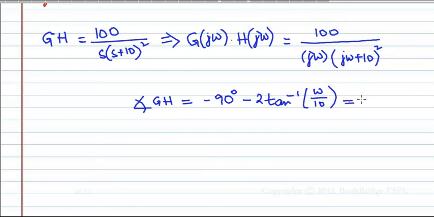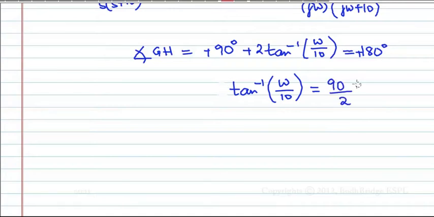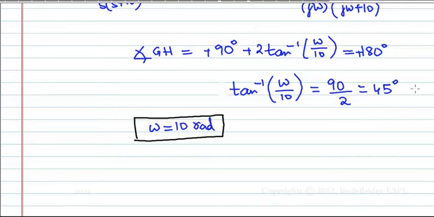At which frequency does this go to 180 degrees? That is the question. Plus 180 or minus 180 are both one and the same. So I will write minus, since it will cancel both. You can do this with plus 180 also; the answer will be the same. 2 tan inverse omega by 10 equal to 180 minus 90, so 90 by 2 is 45 degrees. Means what? Omega is how much? 10 times tan 45. Tan 45 is 1. Therefore omega equal to 10 radian per second.